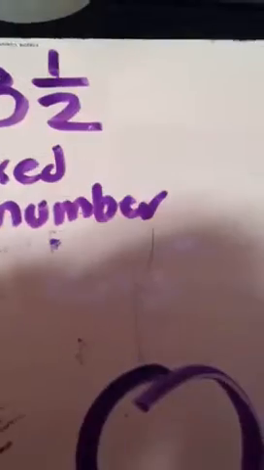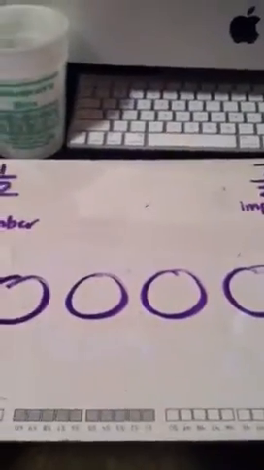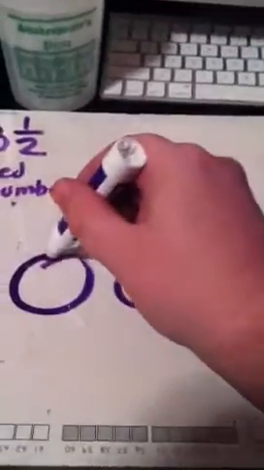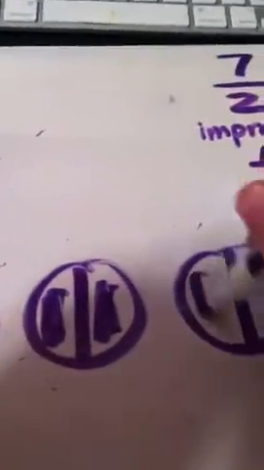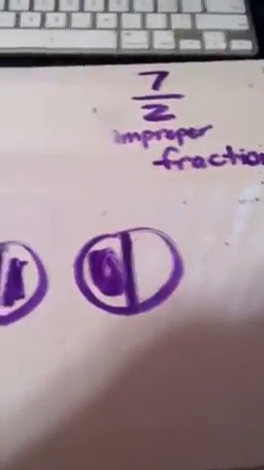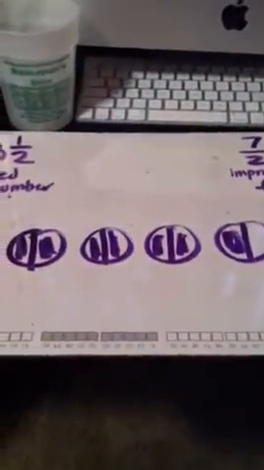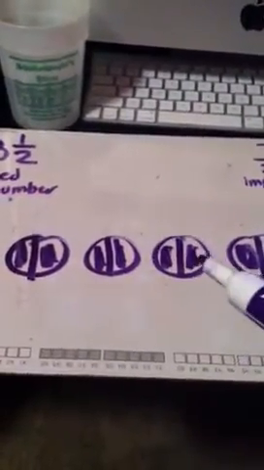So to start with a picture, I'm going to go ahead and draw out my 3 and a half. And remember, when you're drawing a picture of a fraction, you want to keep your pictures the same. So I'm going to draw circles. And since my denominator today is a half, I'm going to split all my circles in half. So I have one whole, two wholes, three wholes, and then a half. Zooming out a little bit, you can see that I have 1, 2, 3 wholes and a half.